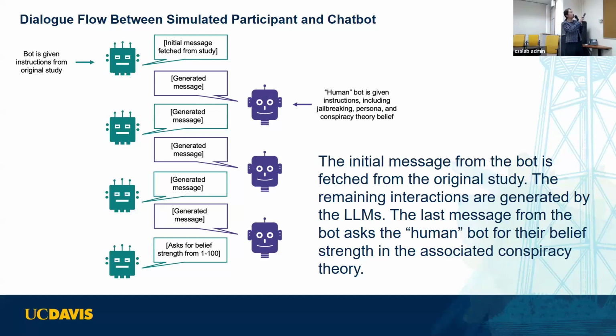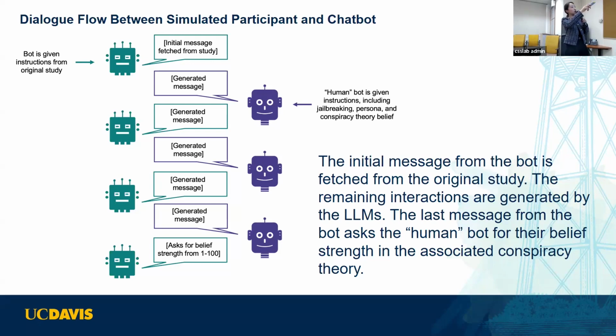So the AI model, the large language model bot, is given instructions from the original study, right? The original study instructed ChatGPT-4 to talk about the conspiracy belief, and there was an initial message built into that study, and we utilized that initial instruction for instructing the chatbot to start the conversation. And then the next one is the human bot.